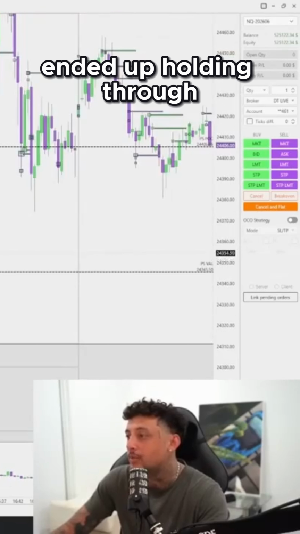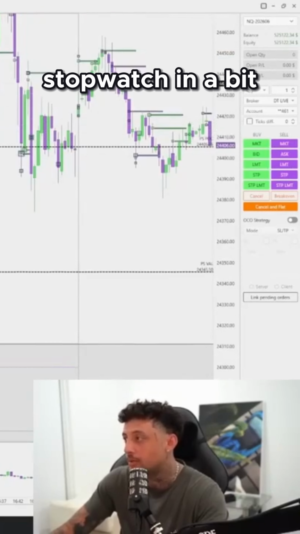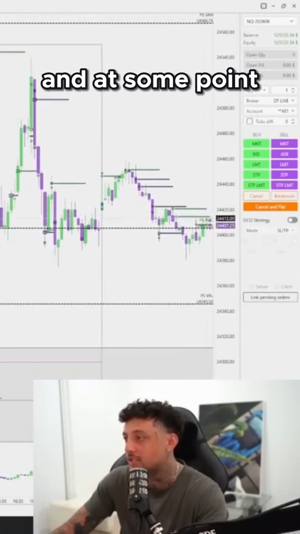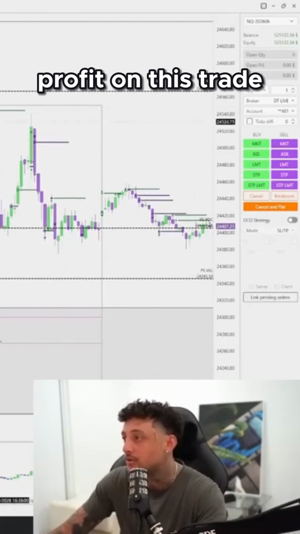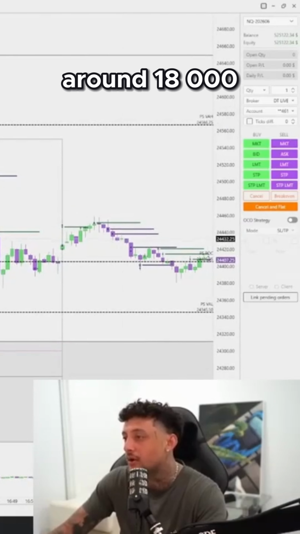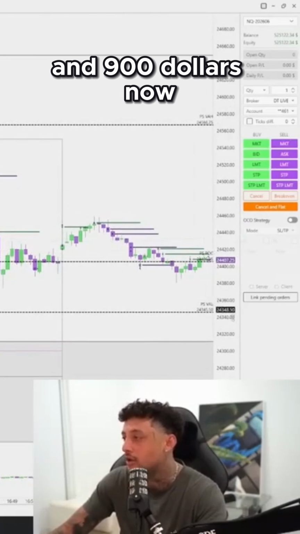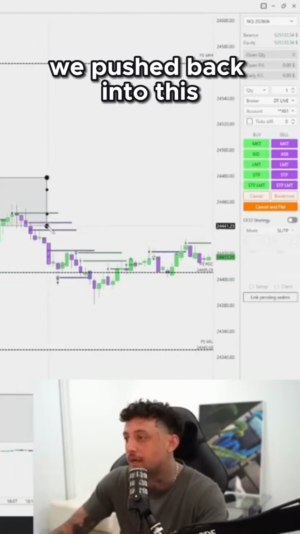Now, I ended up holding through the majority of this, and I'm going to explain my trailing stop loss here in a bit because I held through all of this, and at some point I was almost close to $30,000 in profit on this trade. Now, the thing about it is I ended up securing and realizing around $18,900. Now, what I identified was large aggressive buying after we pushed back into this value area.